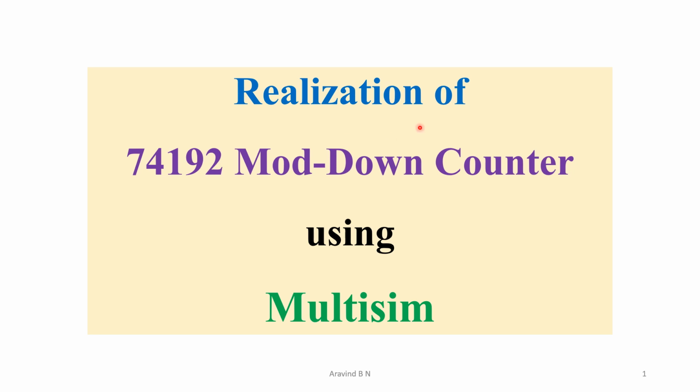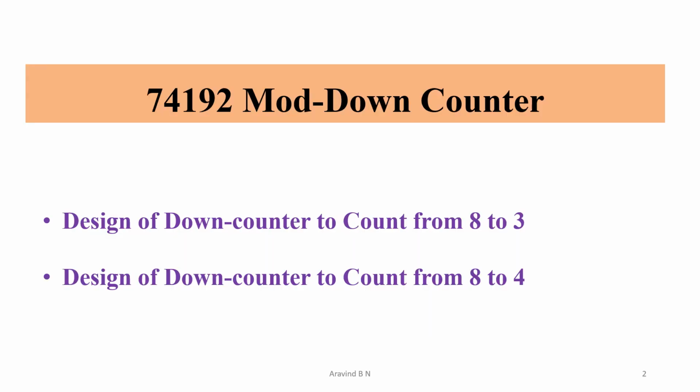In this lecture, we will be realizing 74192 mod down counter using Multisim. So these two are the mod values that we will be realizing. The first one, design of down counter to count from 8 to 3. One more, design of down counter to count from 8 to 4.